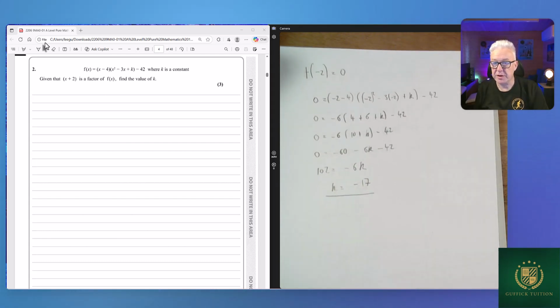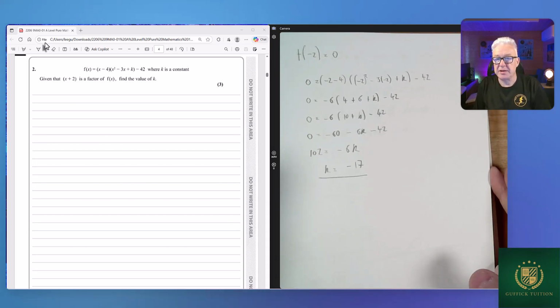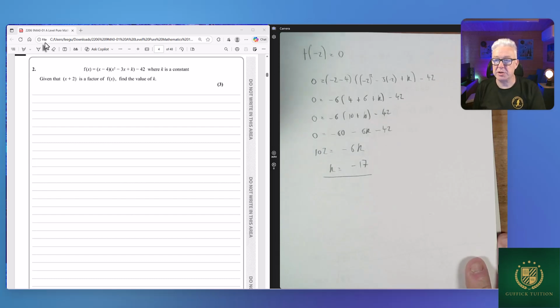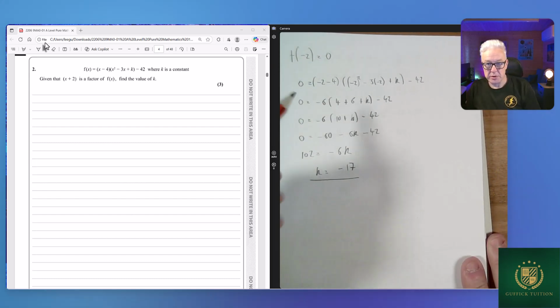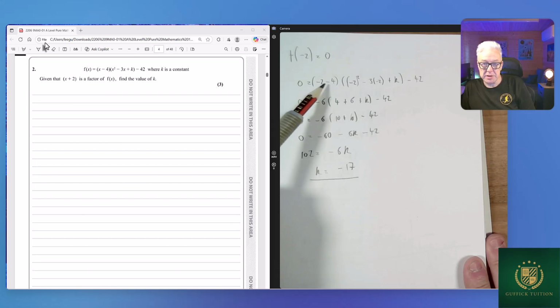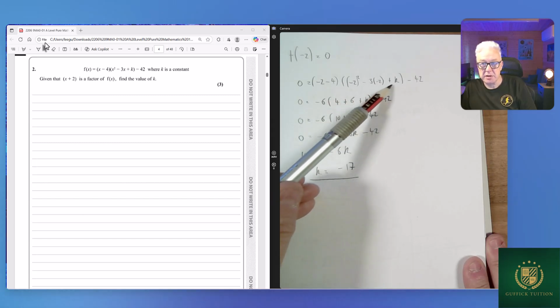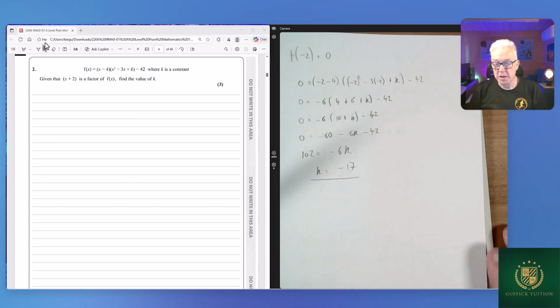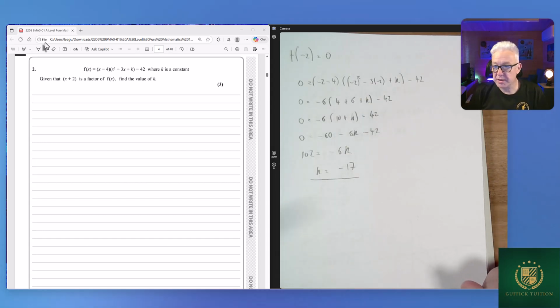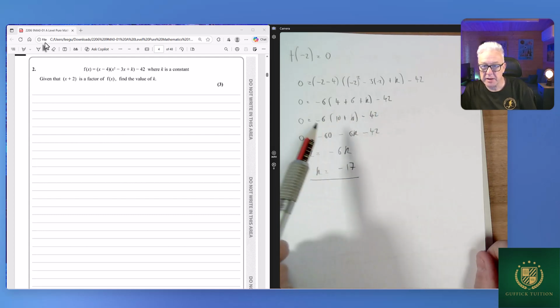All we've got to do for this one is, if it's the case that x add 2 is a factor, then that means that f of minus 2 is going to equal 0. So we're just going to put minus 2 into our expression. So we get (minus 2 minus 4)(minus 2 squared minus 3 times minus 2 add k) minus 42. There's only one unknown in this equation, so we can just work it out now, expand it.